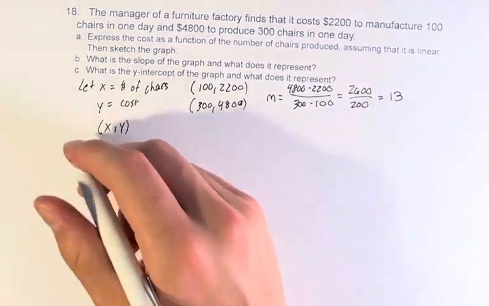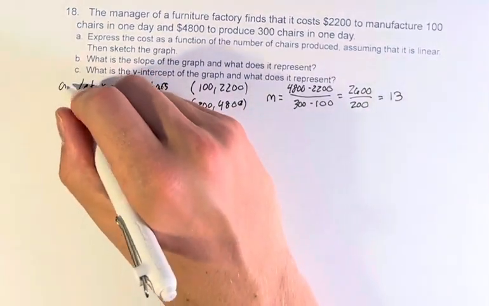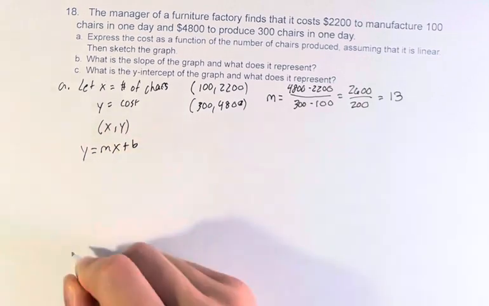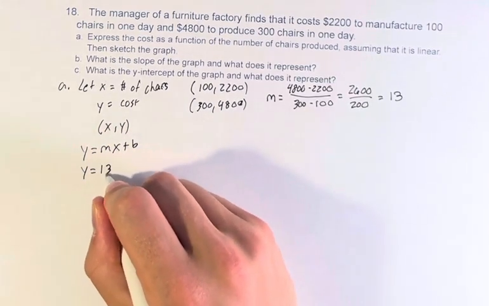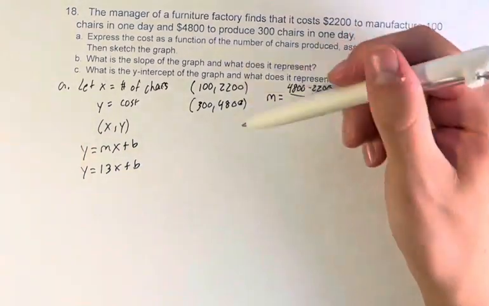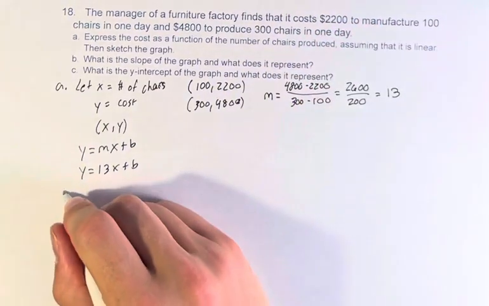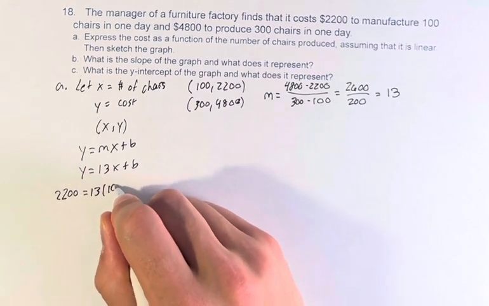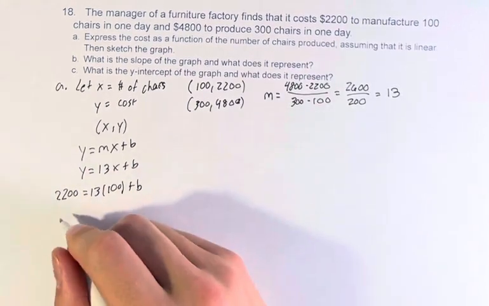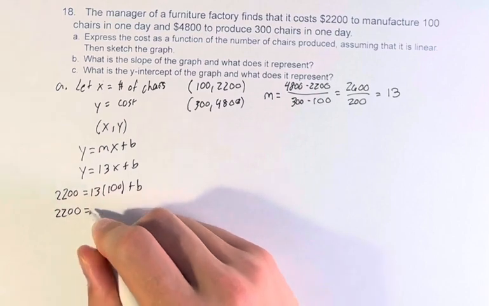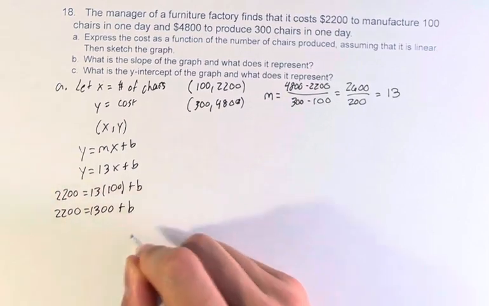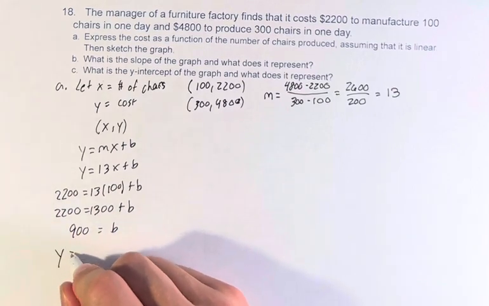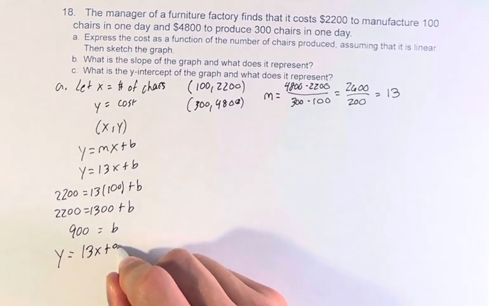We can use this in the equation of a line, y equals mx plus b. Plugging in 13, we can now plug in one of our points for x and y. 2,200 is equal to 13 times 100 plus b. 2,200 equals 1,300 plus b, so b equals 900. So therefore, y is equal to 13x plus 900.